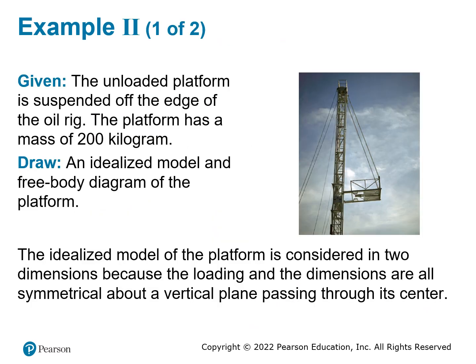Let's look at the second example. The second example is an unloaded platform suspended off the edge of an oil rig. And the platform has a mass of 200 kilograms. The key here is mass. It doesn't give you the weight. How do you find the weight if you are given a mass? Weight is going to be the mass times 9.81 in the SI unit system.